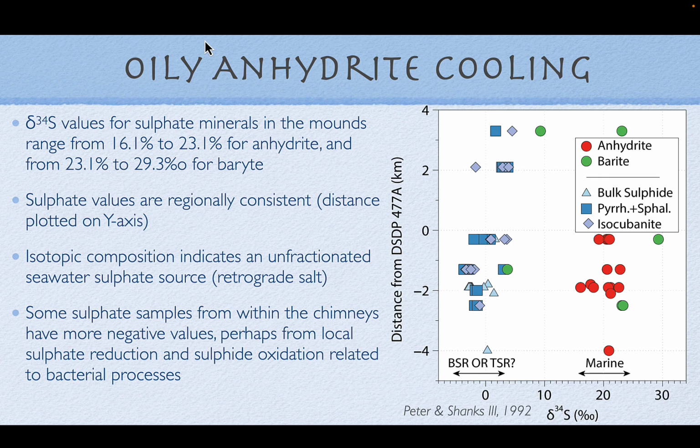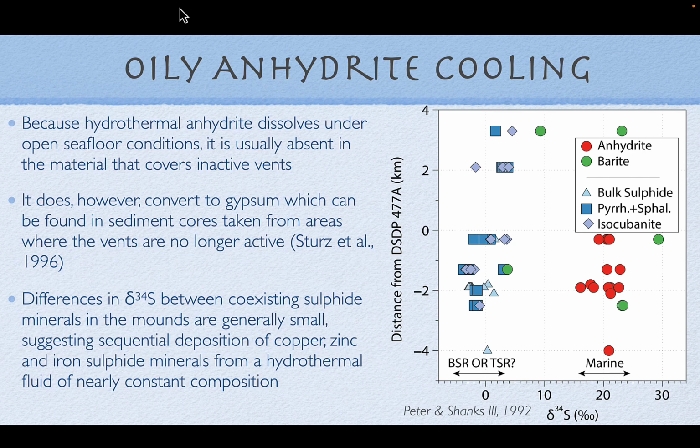But when we look at some of the sulfate values, they've got these more negative values because of sulfate reduction or sulfate oxidation related to microbial processes. If we look at the sulfides, once again they are internally consistent with distance from DSDP 477, but they are much more negative, and they're probably indicating the association with bacterial or thermochemical sulfate reduction.